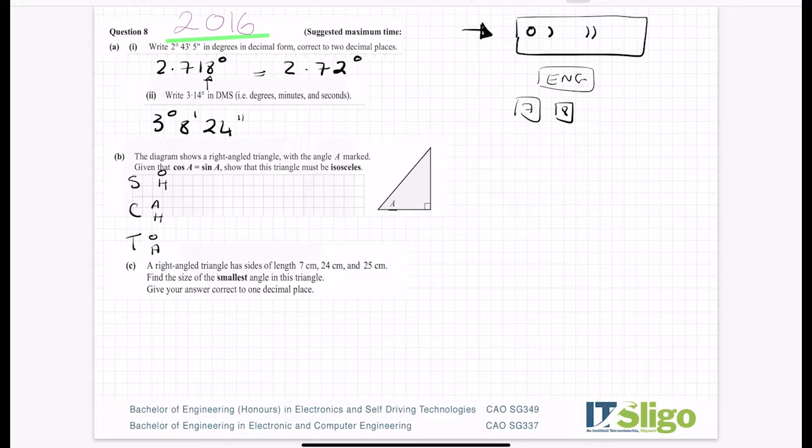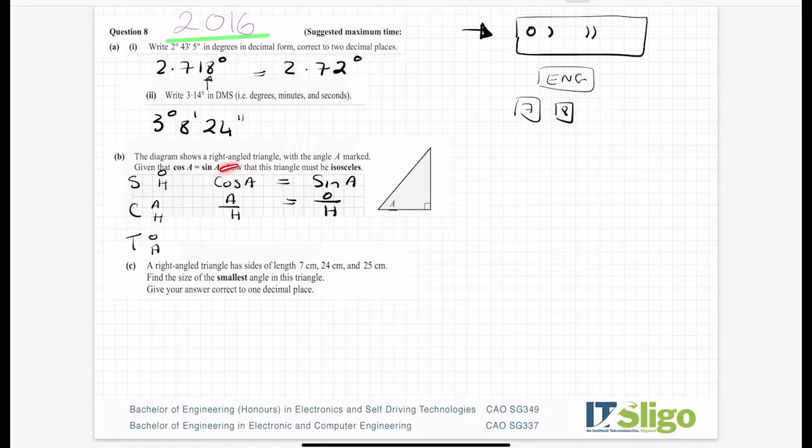Okay, why am I doing this? Well, cos A is equal to sine A. Now we know that cos A is adjacent over hypotenuse. And we know that sine A is opposite over hypotenuse. Okay, so I haven't really done much there. I've written down what they gave me. I've put in this because it's the only thing I know about cos and sine, and I'm trying to see where it brings me.